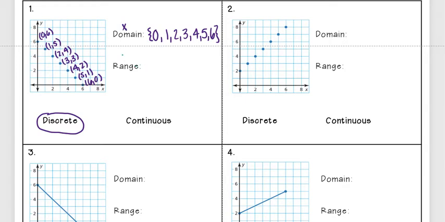And then for my range, that's all my y values. So I'm going to look at the second coordinate, and that's going to be this vertical axis. And I see that's also all the numbers from 0 through 6, or all the integers.